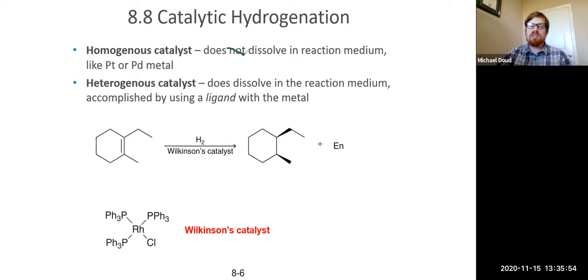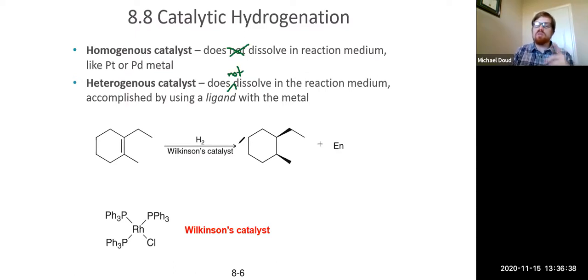So a homogeneous catalyst is in the same phase, right? Think homogeneous solution. That means two things that mix together. Whereas heterogeneous does not dissolve. Those are in different phases. So a heterogeneous catalyst is going to be something like the platinum surface that we were looking at before. You have your platinum metal, that's a solid, and then you have the liquid or gas containing the hydrogen and the alkene. That's the reaction medium. They don't mix together. They form a heterogeneous mixture. So that's heterogeneous catalyst. Homogeneous catalyst will dissolve in the reaction medium.